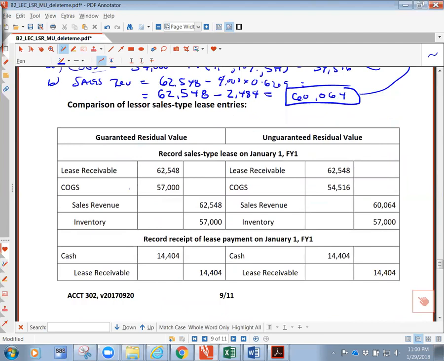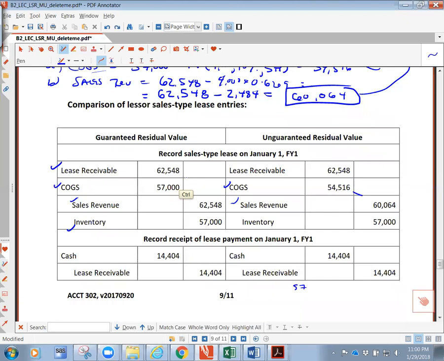So what do we have going on? Lease receivable and inventory are the same. Cost of goods sold and sales revenue are different. However, the difference between this and that is the same. So gross profit is 57,000. Whoops, got it backwards.